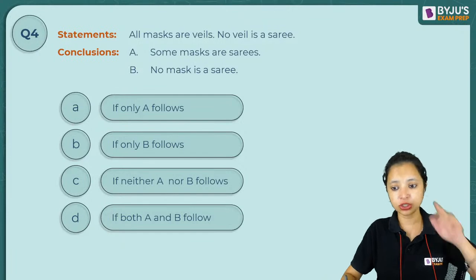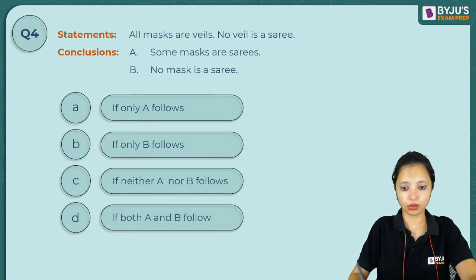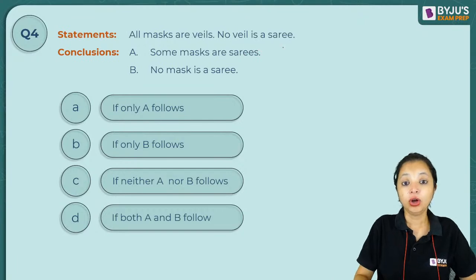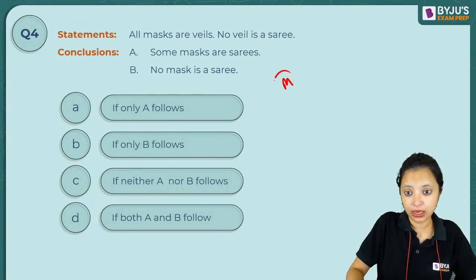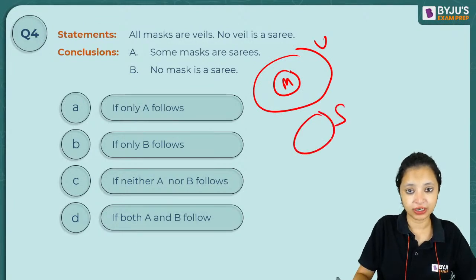Okay, this question, people are saying B. Okay, let's have a look. Just a minute. Okay. All masks are veils. So all masks are veils and no veil is a sari. No veil is a sari.